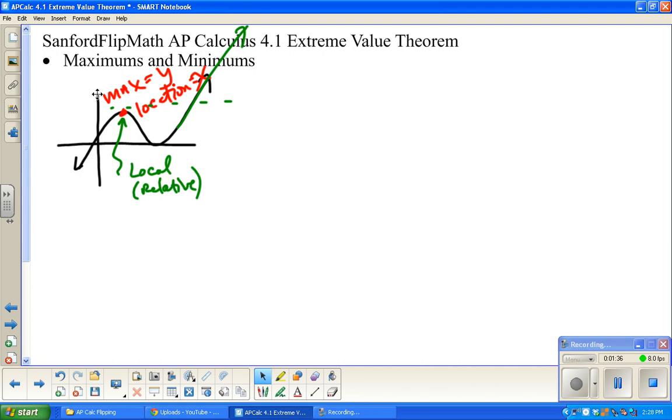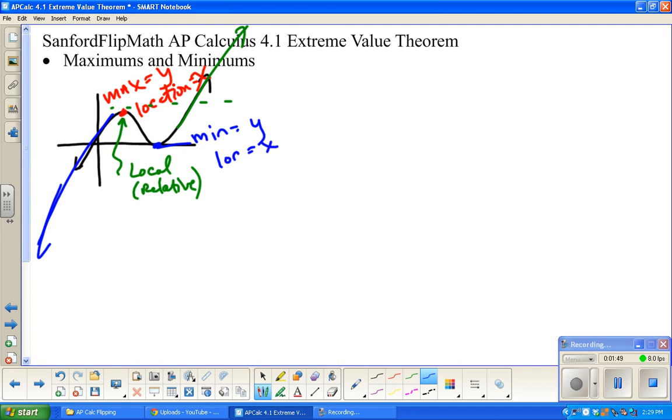Okay, and in the same manner, this would be a minimum. Again, a local minimum, because this curve keeps going down. And again, the minimum is a y value. Its location is an x value, and that is a big deal. It's the distinction between what the minimum or maximum is and where it's located, and that is addressed in the AP exam as well. So please be mindful of that.